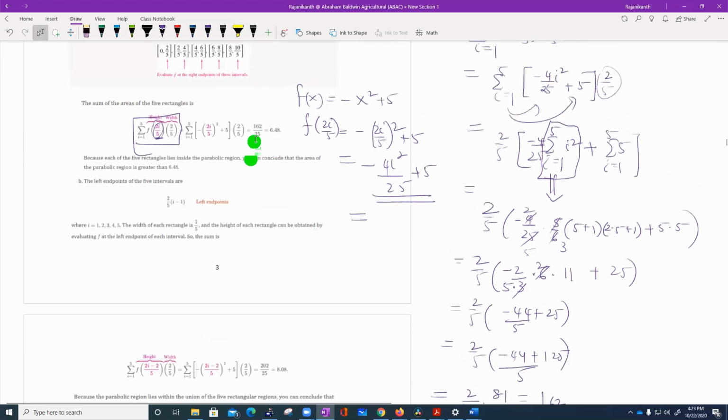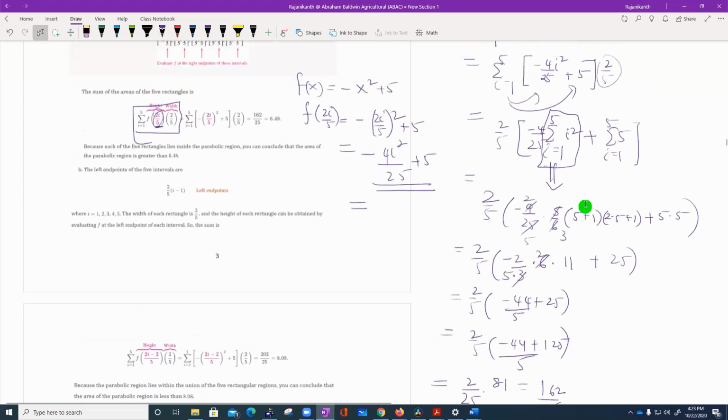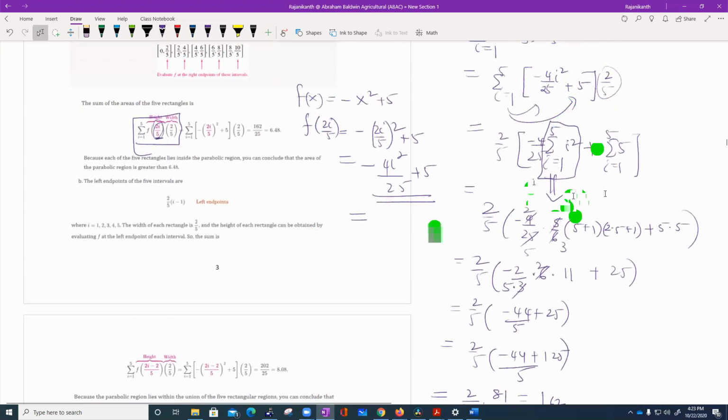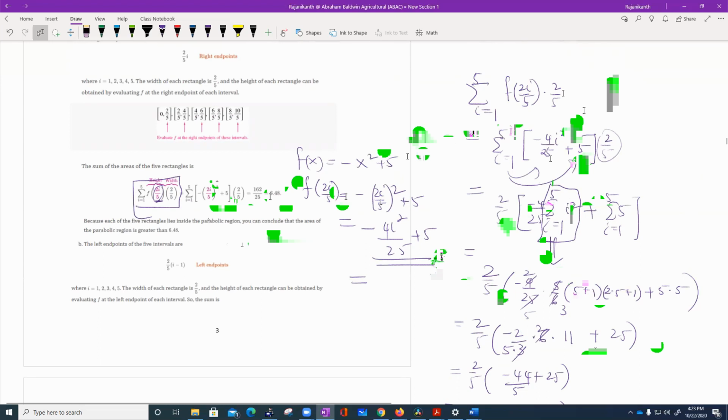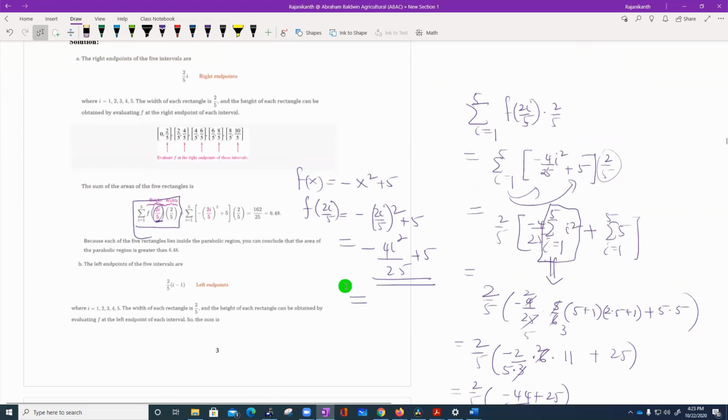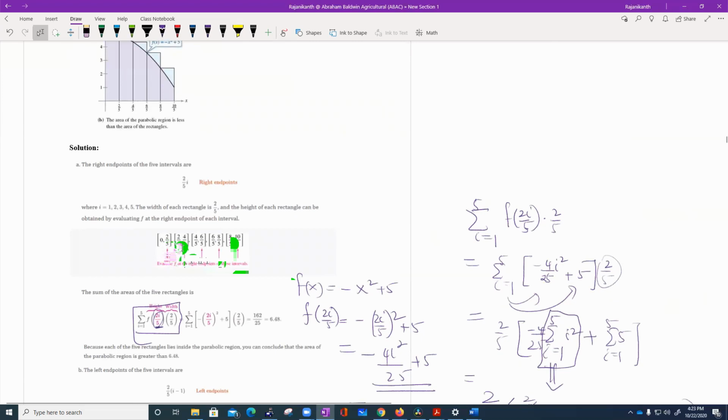So that is the area of 5 rectangles. So you have so many steps to finish this problem. The only thing is you should know how to apply that summation things. Get practice. Okay, so this is all about taking the right endpoints of the subinterval, right?